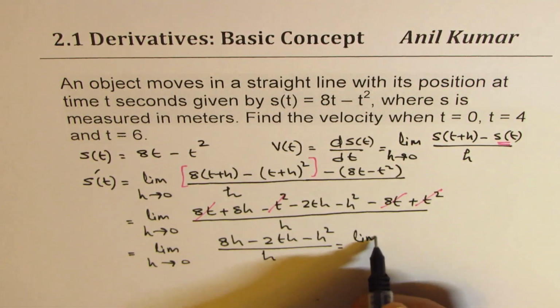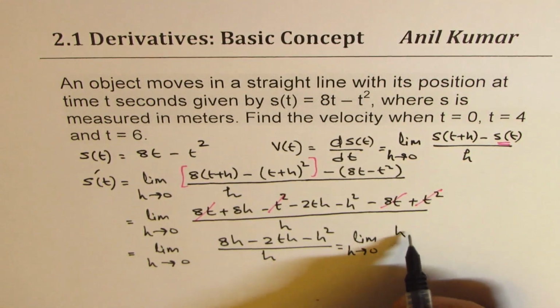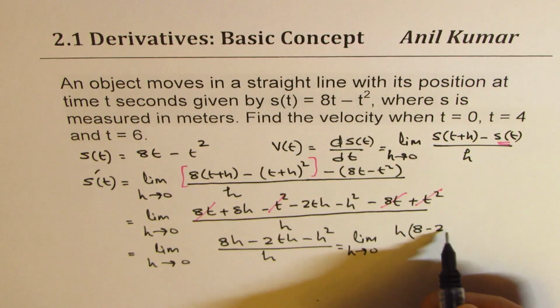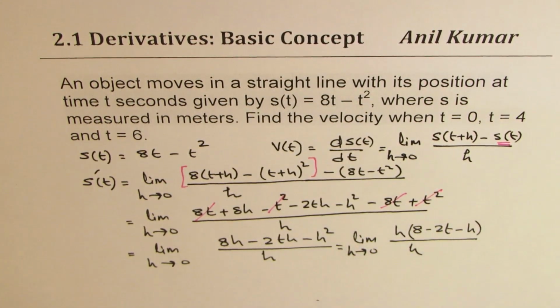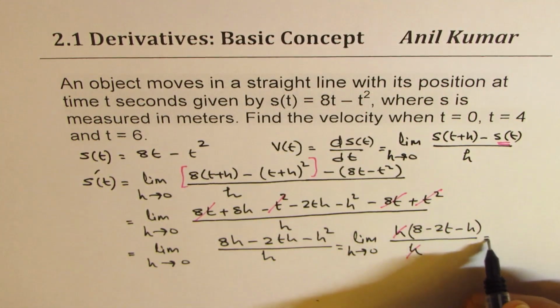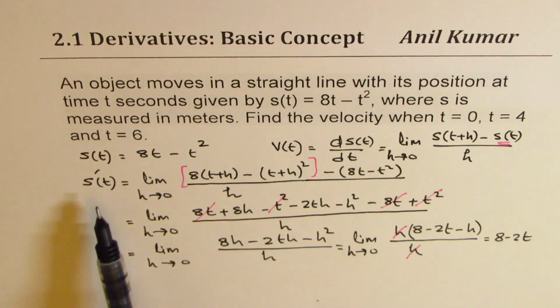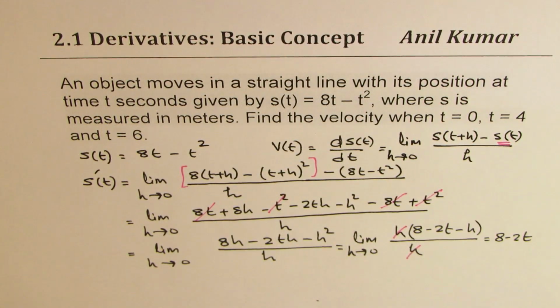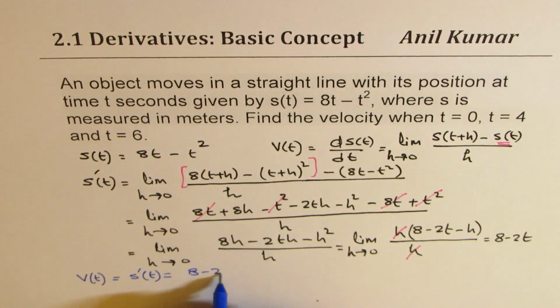So that gives us limit h approaches 0. We can take h common. So we get 8 minus 2t minus h over h. So once they cancel away, you can substitute 0 and you get 8 minus 2t. So basically the derivative is 8 minus 2t. So now we can write that the velocity at any instant of time is the same as the derivative, and it is the same as 8 minus 2t.